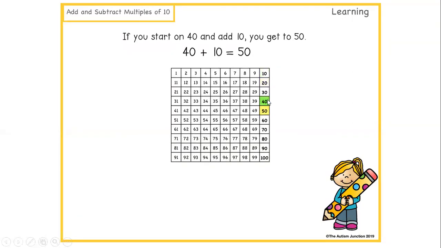If we start on 40 and we're just adding one 10, we hop down one more time to give us 50.